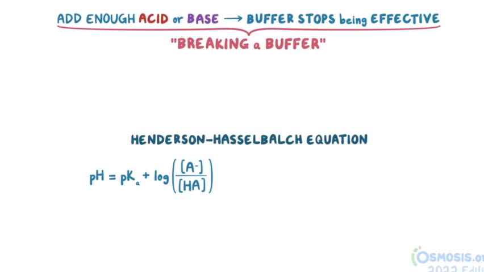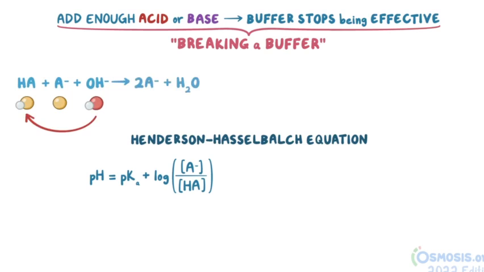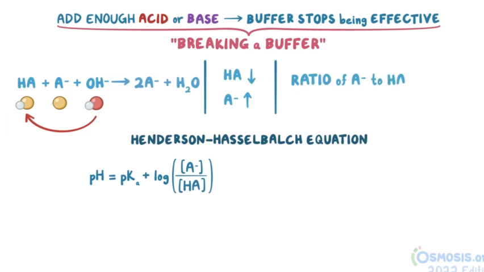Let's return to a buffer that has equal concentrations of HA and A-. This time, if we add OH- to the buffer solution, the HA reacts with the OH- to form A-. Therefore, adding a base causes the concentration of HA to decrease and the concentration of A- to increase. When the ratio of A- to HA becomes greater than 10 to 1, buffer solutions break and lose their buffering action.